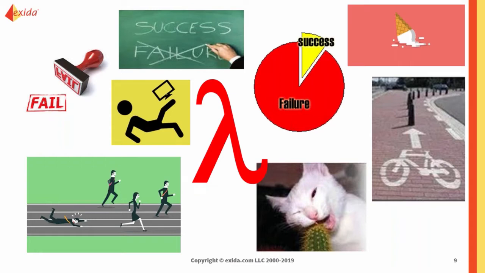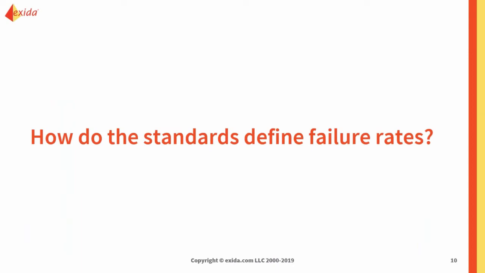So if you are buying a certified product, or if you're getting your product certified, often you will have a product failure rate in FITs, or by this lambda. And that's what can go into all of those fun calculations to figure out the safety and the SIL and the PFD average and all that good stuff. So now we know what a failure is and what a failure rate is, what do the standards say about them?